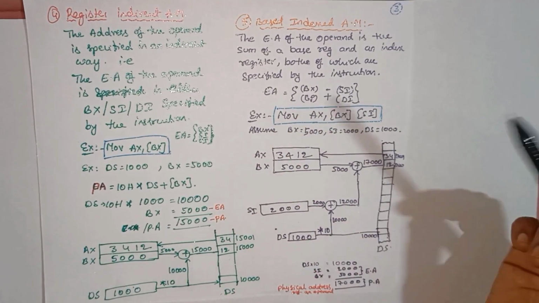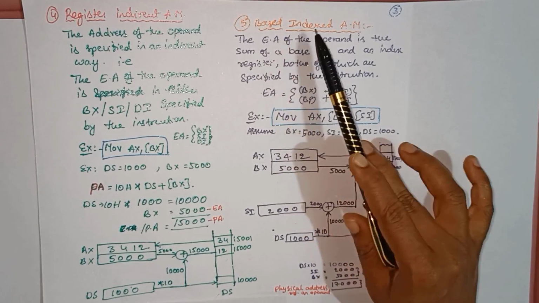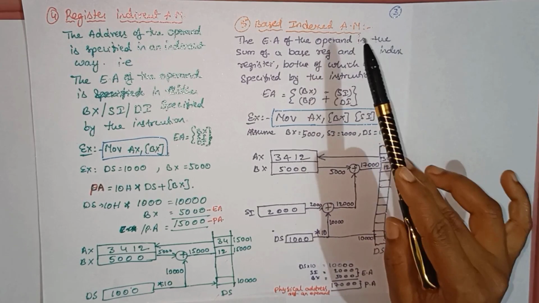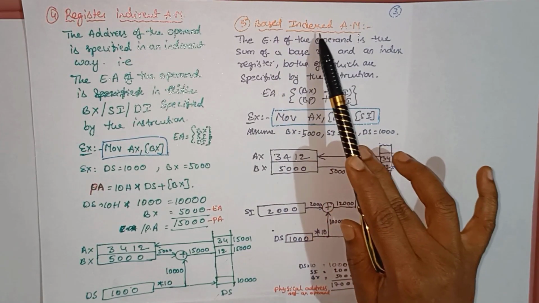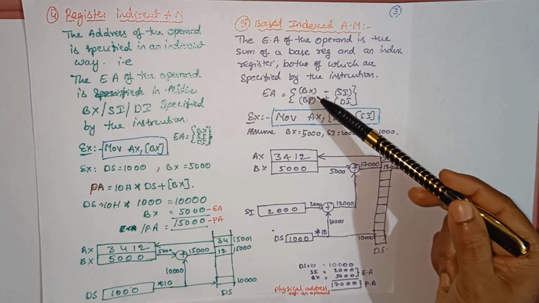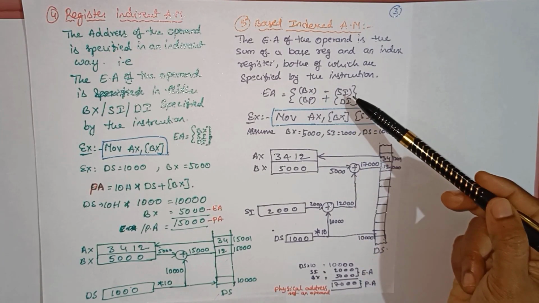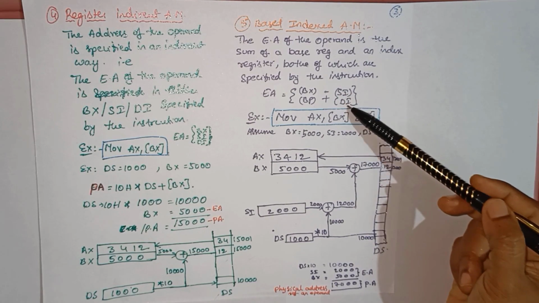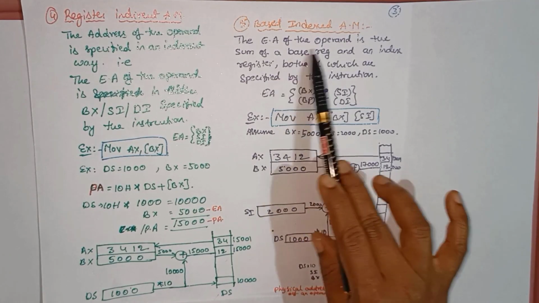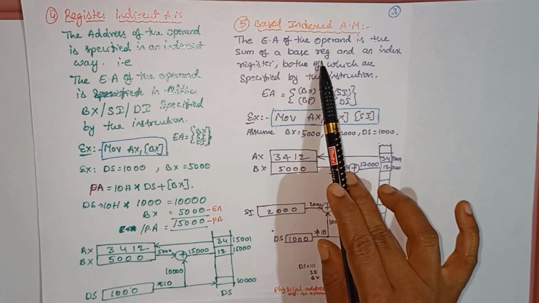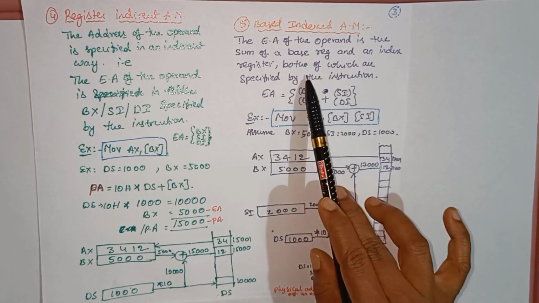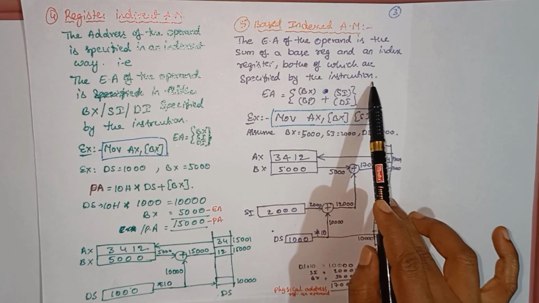Now coming to the based indexed addressing mode, which means the offset address is present in a base register as well as an index register. For the base register, you can use BX, BP. For the index register, you can use SI, DI. The effective address of the operand is the sum of the base register content and an index register content, both of which are specified by the instruction.